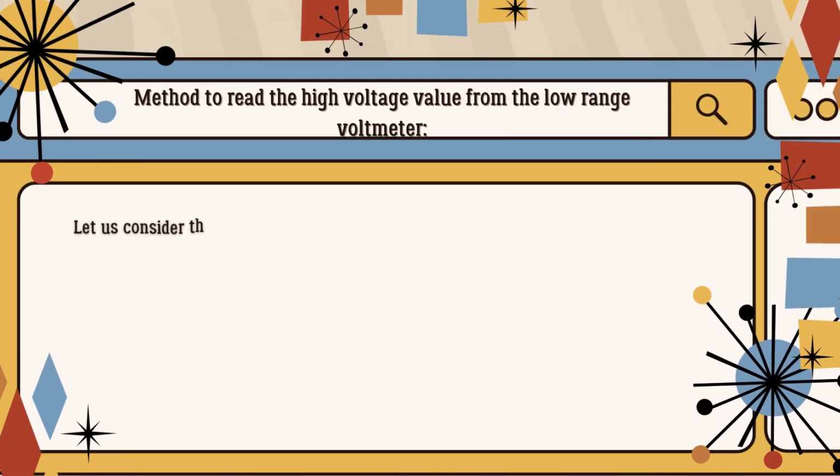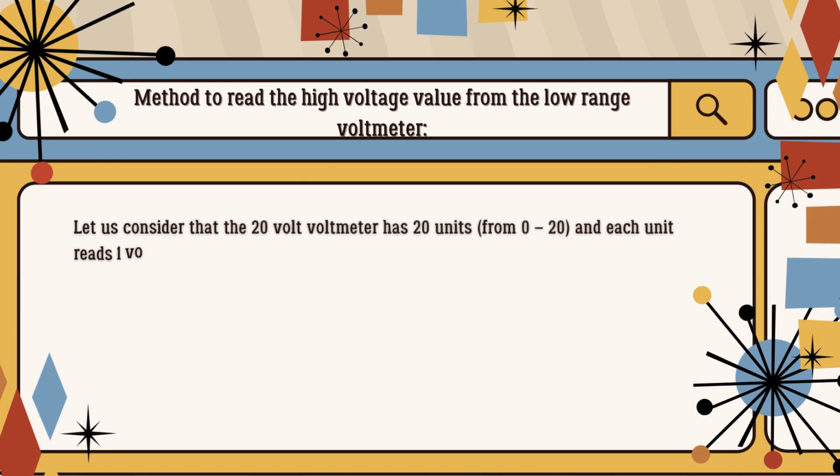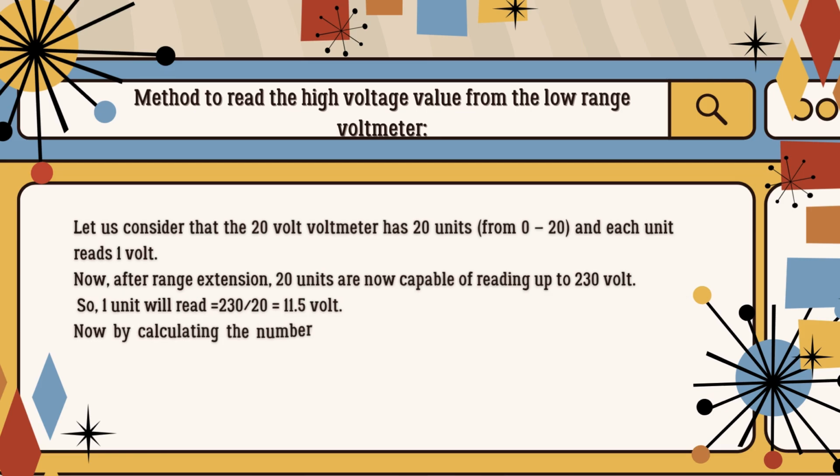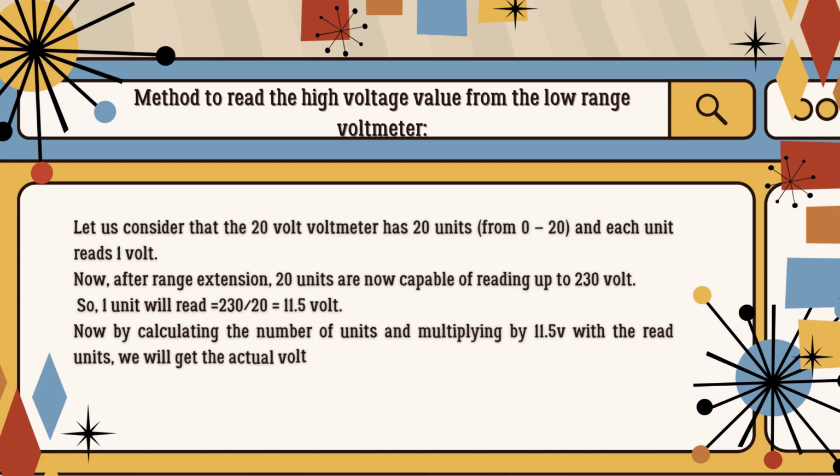Now next, we will discuss the method to read the high voltage value from the low range voltmeter. Let us consider that the 20 volt voltmeter has 20 units from 0 to 20 and each unit reads 1 volt. Now, after range extension, 20 units are now capable of reading up to 230 volt. So 1 unit will read 230 divided by 20, which gives 11.5 volt.